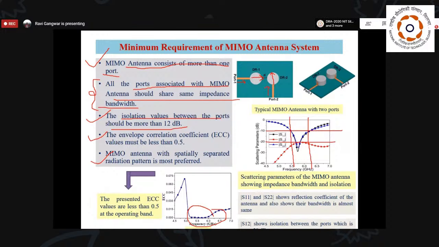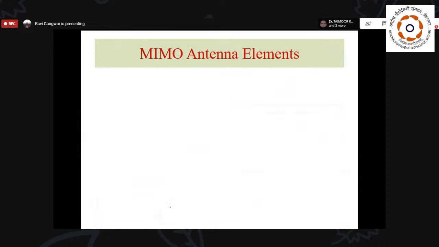So in that condition, we are going to get the minimum correlation between each other. That means if we calculate the ECC value with the help of the far field parameters, we are able to achieve an ECC less than 0.5. But that ECC value is going to be greater than the ECC value with respect to the S parameters. That is a general observation in the case of a MIMO antenna system.